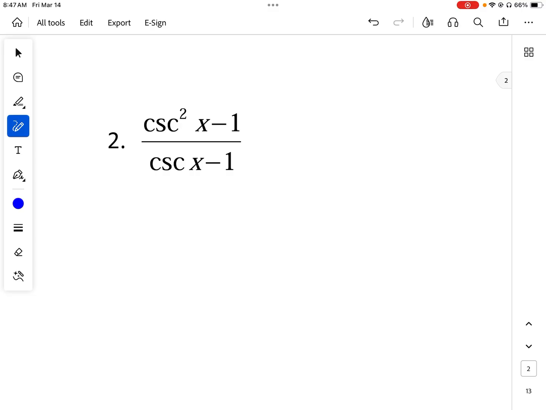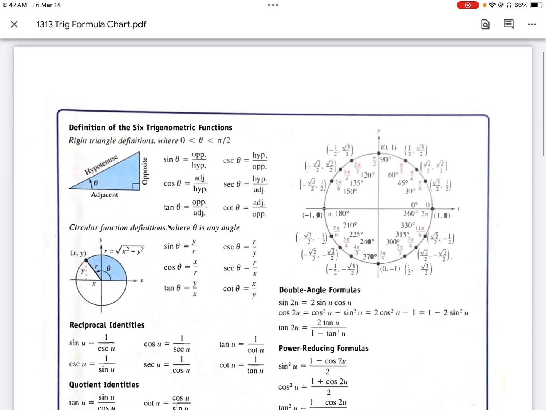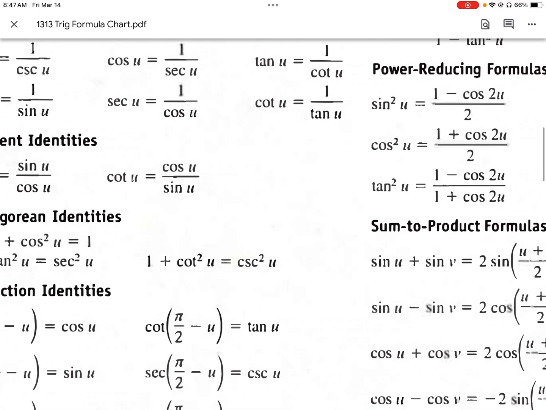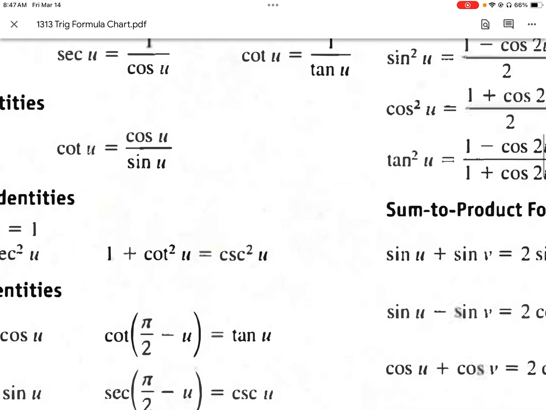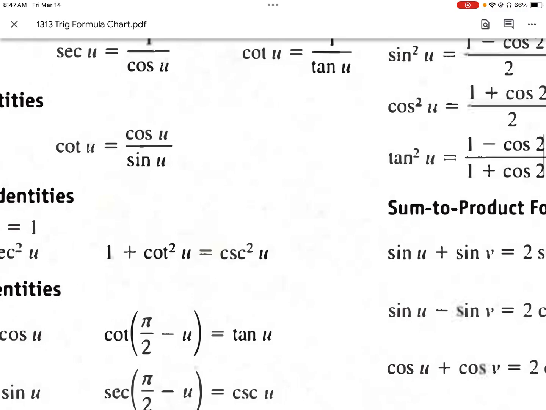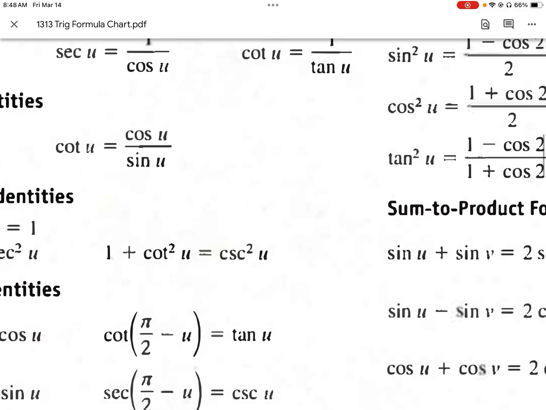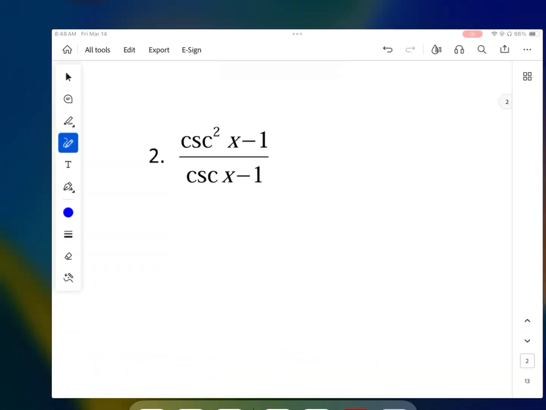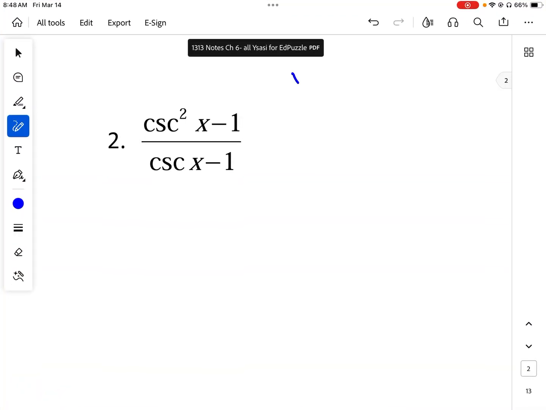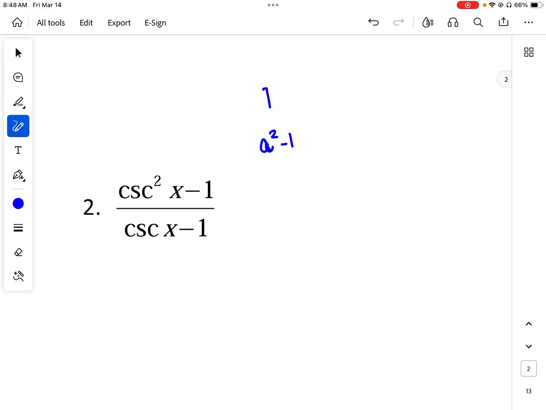Okay, let's look at number 2. Cosecant squared x minus 1 over cosecant x minus 1. That's a squared on top, so let's see. If I were to switch that to a 1 plus cotan, that doesn't really do me any good. So what we're going to do instead is think about this as like a squared minus 1. This is the difference of squares, so we can apply this with our trig functions too. And this gives me a plus 1 times a minus 1.